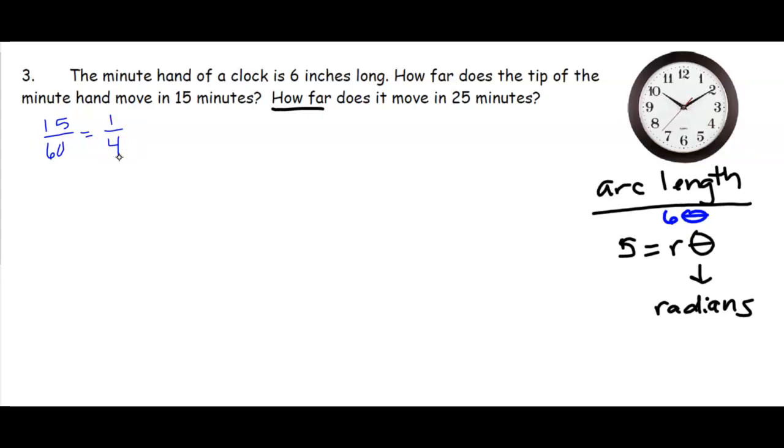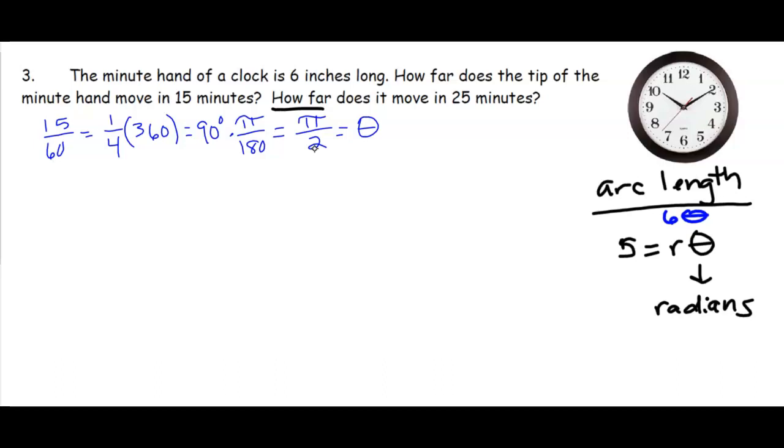But since there are 360 degrees in a circle, it's really 1/4 of the 360 degrees, which is going to give us 90 degrees. And then we want to make sure we convert that to radians so that we can use our formula. So you want to multiply times pi over 180 and reduce that down. So the theta that we would use for our 15 minutes is going to be pi over 2.